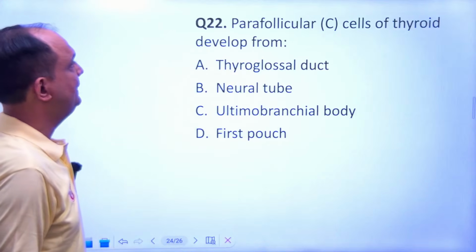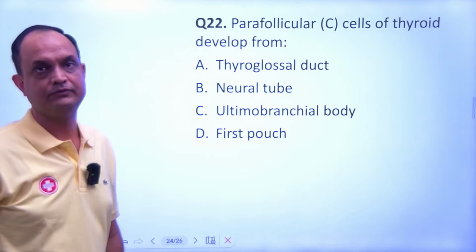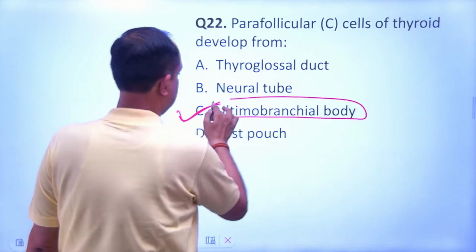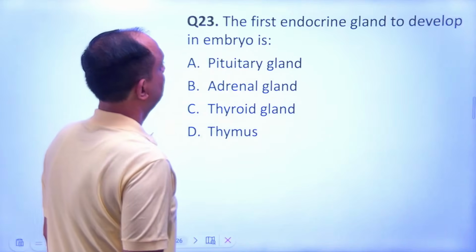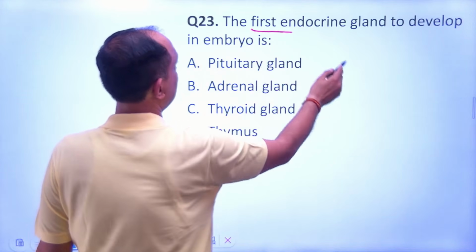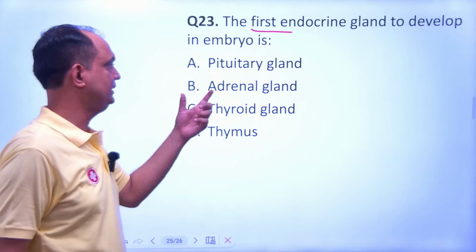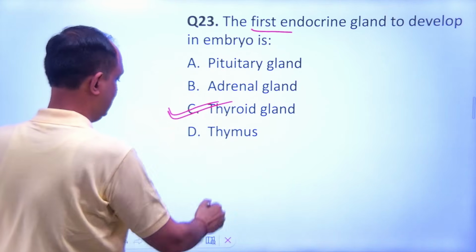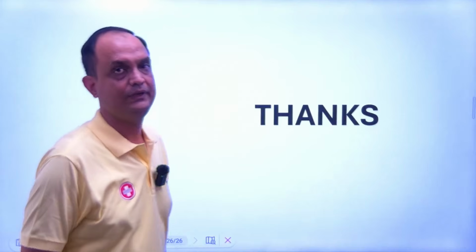Next question, parafollicular cells of thyroid develop from? So answer is ultimobranchial body. Answer C. Now I'll move to the next question. The first endocrine gland to develop in embryo is pituitary, adrenal, thyroid, thymus. Answer C, thyroid gland.